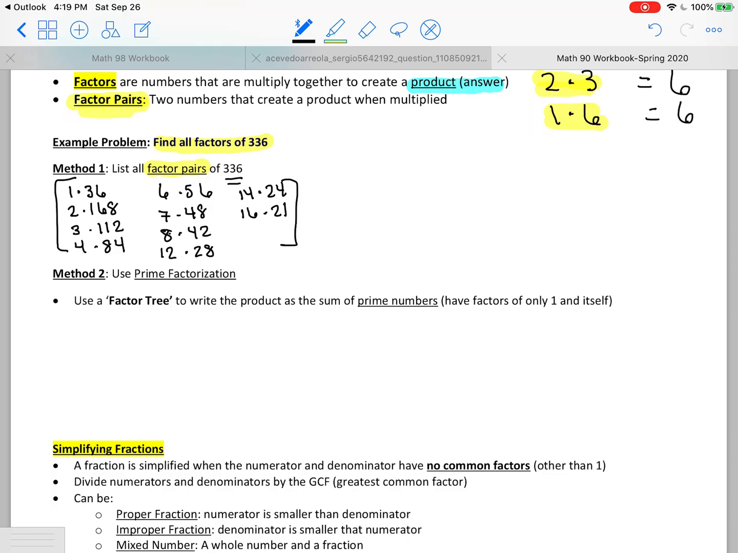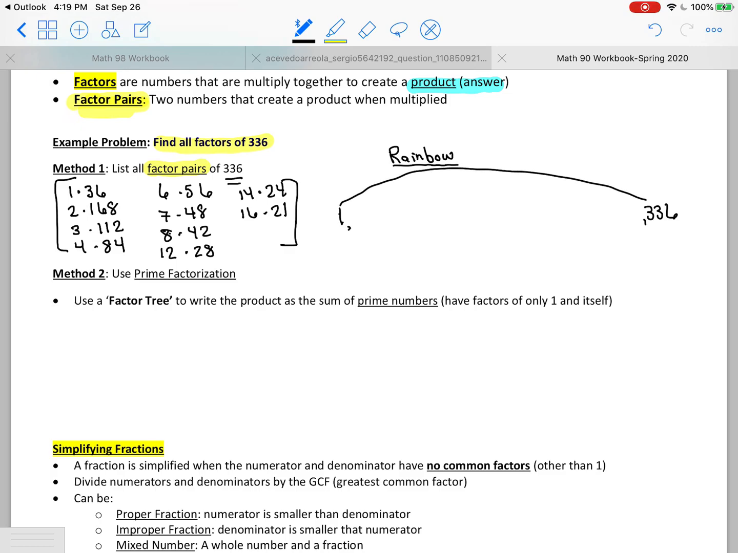quite as clear as if we were to do what I call the rainbow method. And I know it's kind of a little silly, but when I learned these way back long ago when the dinosaurs were roaming, we learned the rainbow method. And it is a little bit silly, but I kind of like it, because if we write our factor pairs basically like this, so we've got the ends of the rainbow basically, we know that these factor pairs here are connected, right? And we go up 2 times 168.